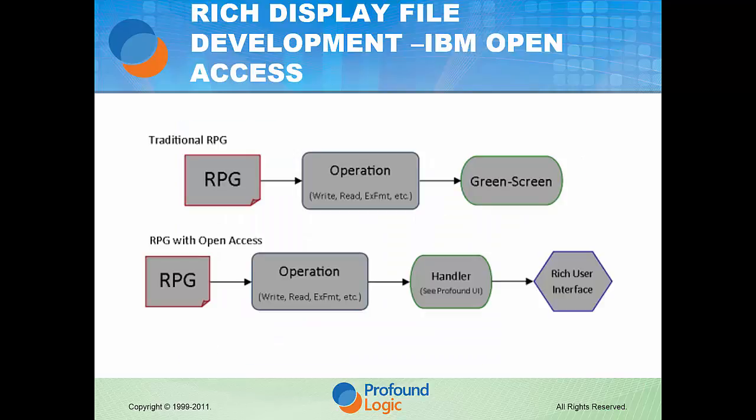So how does this work? Well, IBM introduced a component into the RPG compile and runtime called Open Access. In traditional RPG development, on the top you have an RPG program doing an operation like a read, write, execute format, and that outputs to a green screen. So when Open Access is used, the operation, instead of redirecting to the operating system calls, redirects the output to a handler. A handler is something that Profound Logic provides. It's not provided by IBM. And the handler then does whatever it likes with the I/O. In our case, it sends it to a browser interface.